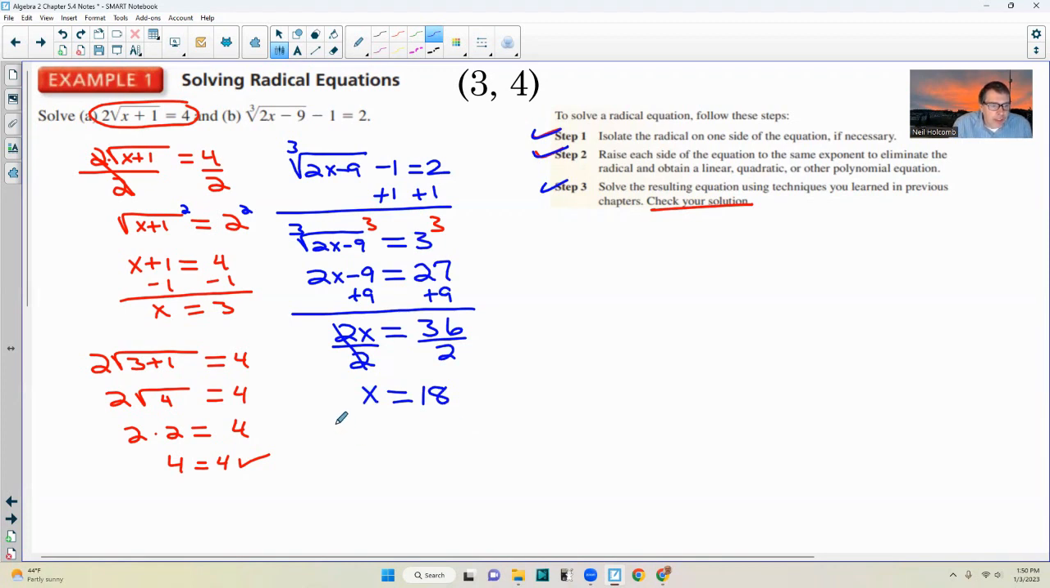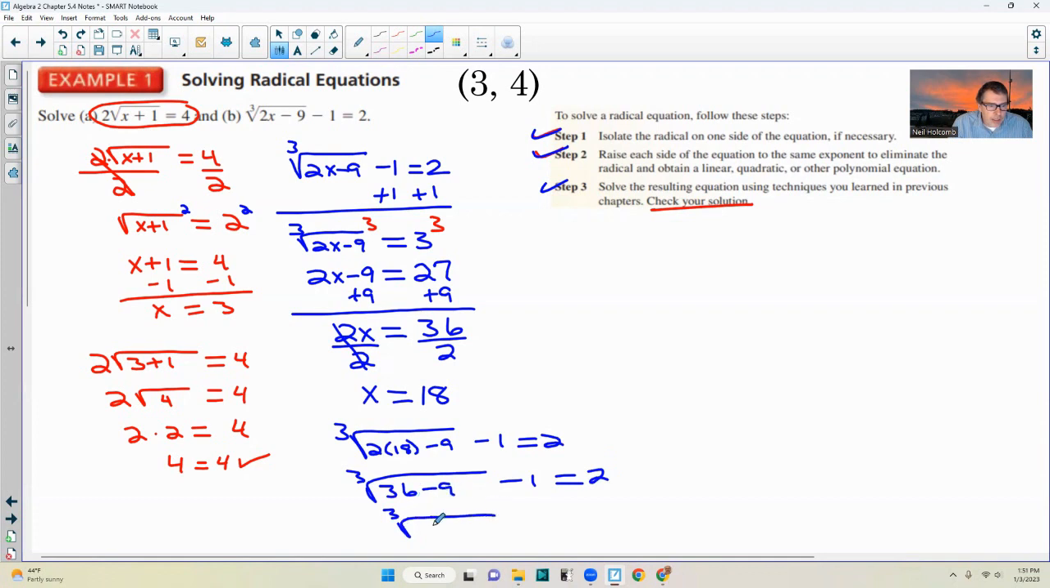Now I check. I put the cube root of 2 times 18 minus 9, minus 1, has to equal 2. So do what's under the radical first, and multiplication comes first. So it's 36, 36 minus 9, minus 1 equals 2. So the cube root of 36 minus 9 is 27, minus 1 equals 2.